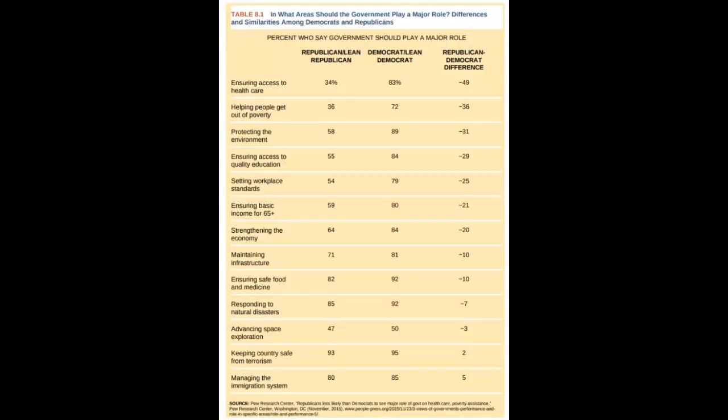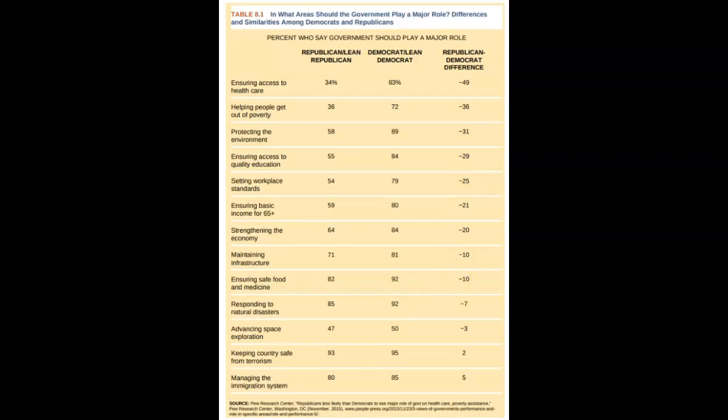Let's take a moment to look at Table 8.1 in your textbook. This chart will show different issues and whether or not Republicans or Democrats believe that the government should play a major role on the matter. The larger the number is on the right, the more significant the differences between Republicans and Democrats. So let's look at the ones that they tend to be closer on.